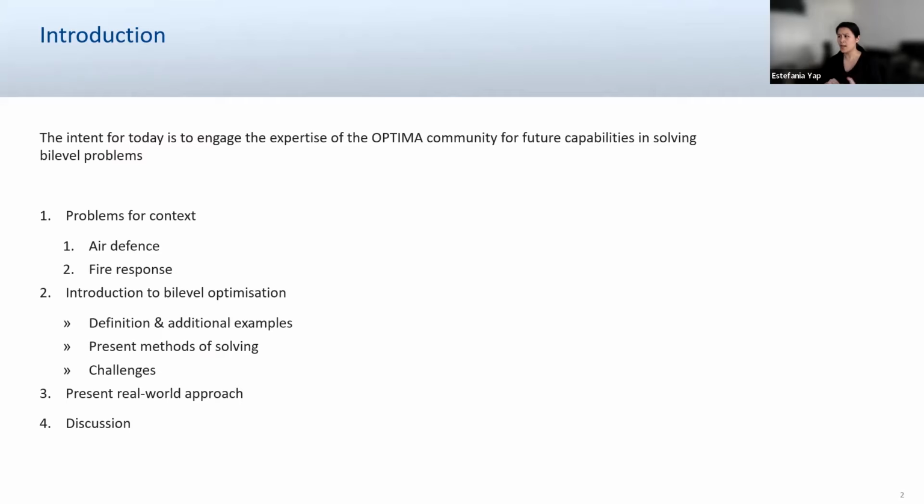The way I'll go through this is I'll first start off by giving a couple of problems for context. I'll start with air defense and then fire response. After that, I'll introduce bi-level optimization itself with some definitions, a few smaller examples, some present methods for how they're solved at the moment, and then existing challenges, or at least some parts of the challenges. Then the present real world approach we're using, and then hopefully we'll have a good set of time to actually have a discussion about it.